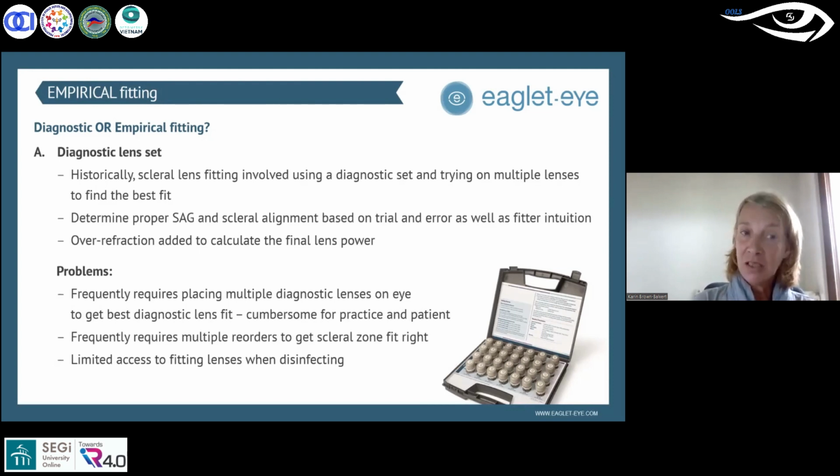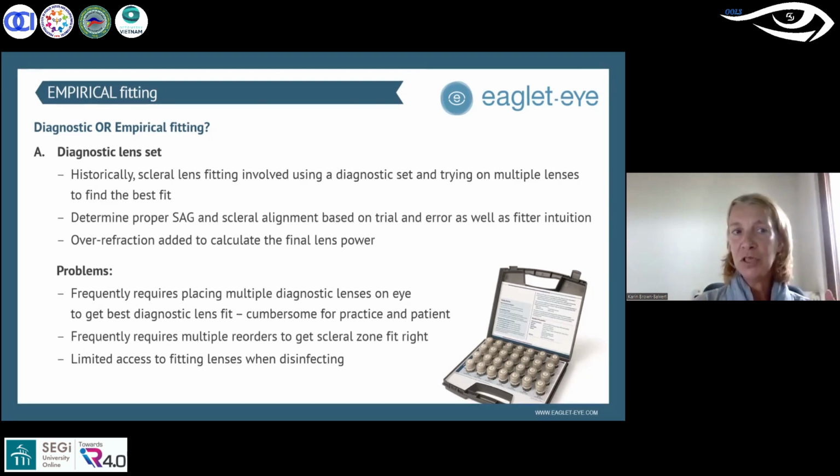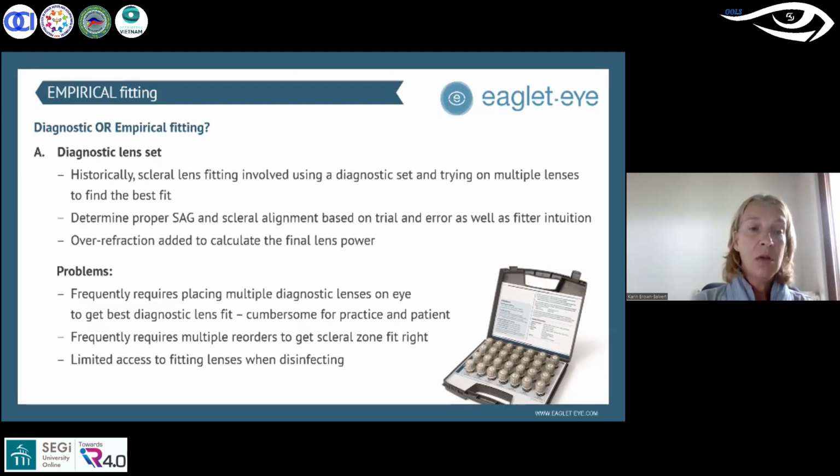The problem with this is that it frequently requires placing multiple diagnostic lenses on the eye. Of course it depends on what's going on. If the difference between your min sag and max sag is so big, but you don't know that because you use a diagnostic lens set, sometimes you have to put 3 or 4, if not more, lenses on the eye to get a better idea of the fit. It also frequently requires multiple reorders to get the scleral zone to fit right. You use your trial set, but then you order a lens and need to see how it settles. There is also limited access to fitting lenses when disinfecting.